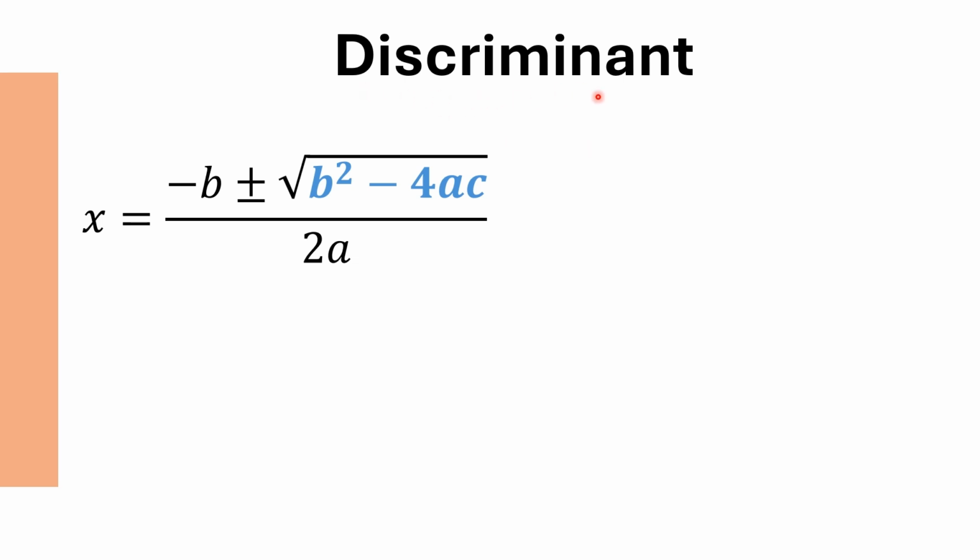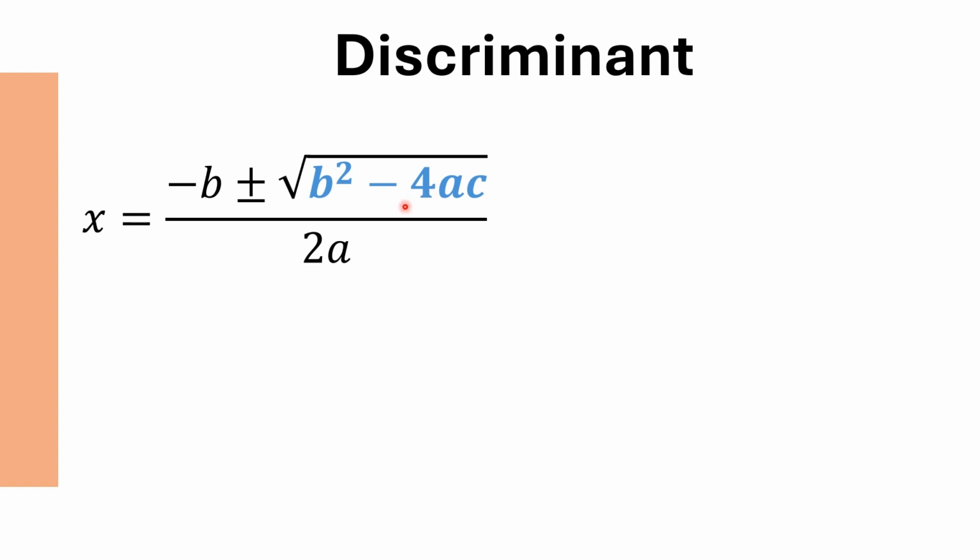The discriminant is a part of the quadratic formula, which is used to solve quadratic equations. In this formula, the expression under the square root, b squared minus 4ac, is the discriminant. We can use the discriminant to help us determine the type of solutions a quadratic equation has without fully solving it.